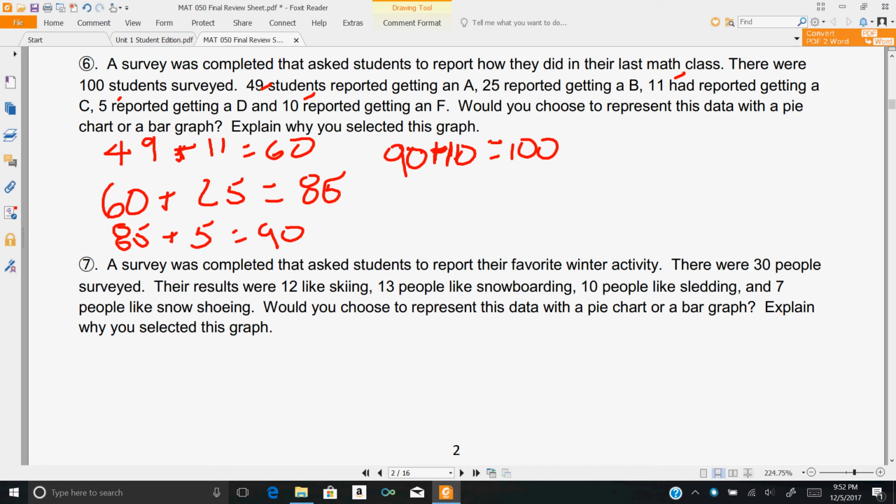So this is a good candidate for a pie chart. So I'm going to say a pie chart. And my reason is that the numbers add up to the total. Nobody is counted twice. There's no overlap between the categories. You either get an A, or you get a B, or you get a C, or a D, or an F. Everybody has to get a grade, and nobody can get two different grades.